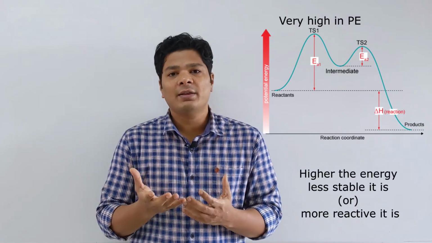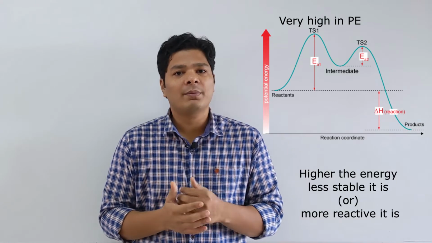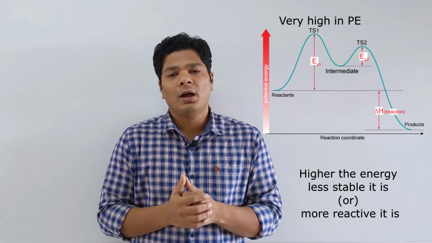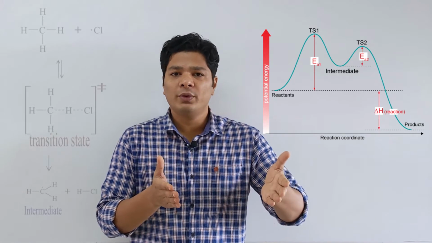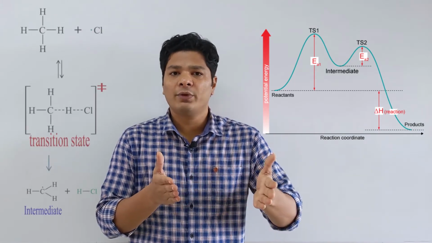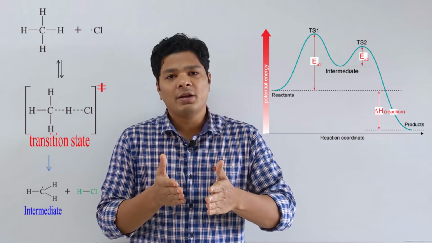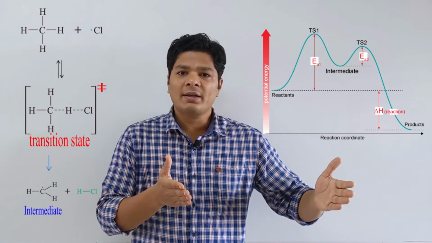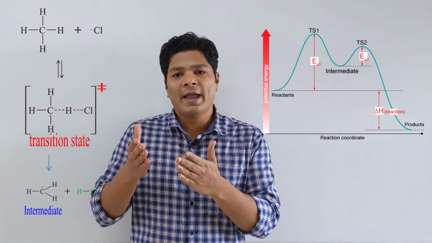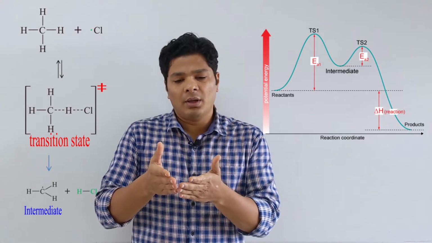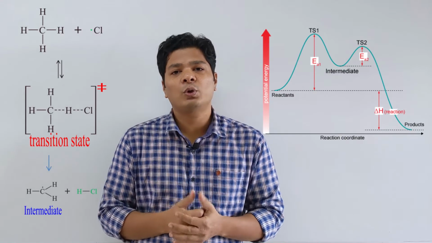It is the highest in potential energy in a given thermodynamic diagram. Once the transition state is formed from the reactant, it can go on to give you the product, or it can go on to give you the intermediate, and the intermediate can go on to give you another transition state and the final product. So every time you form a product or an intermediate, you have to go through a transition state.